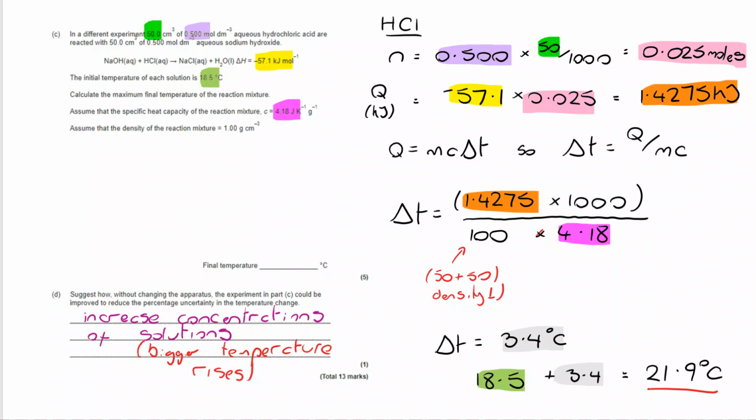The uncertainty on the thermometer hasn't changed. If it's plus minus 0.15, I'm now doing plus minus 0.15 degrees C on a much bigger temperature, which brings my percentage uncertainty down. That takes us to the end of this question.